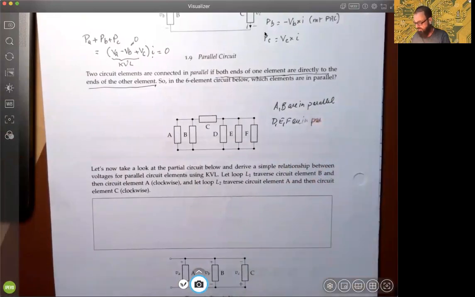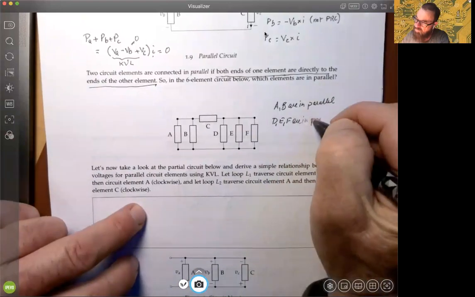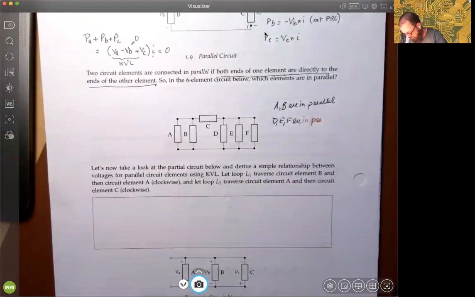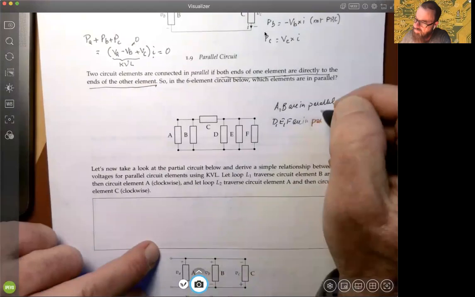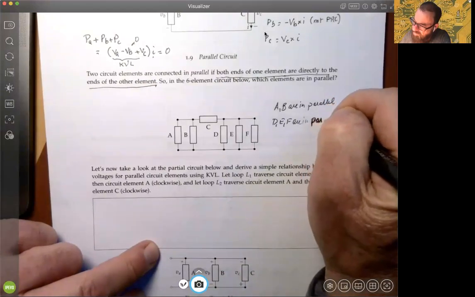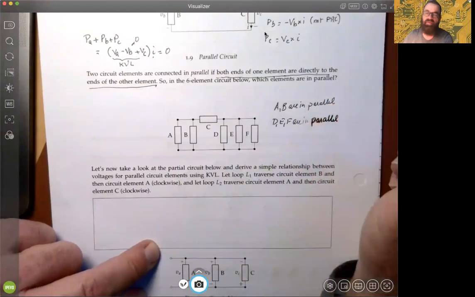If you change pens here. Oops. Okay, there we go.